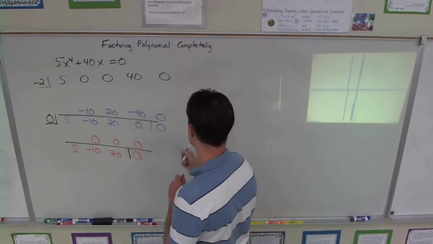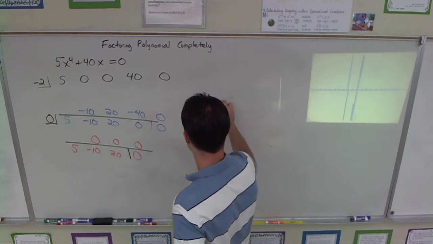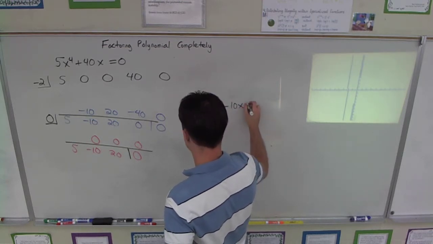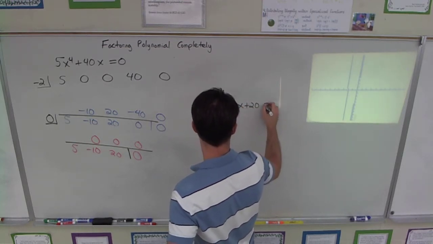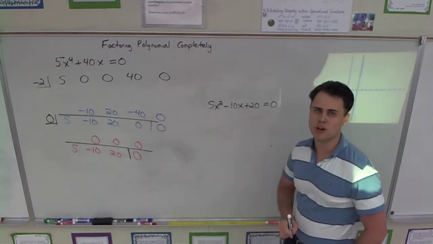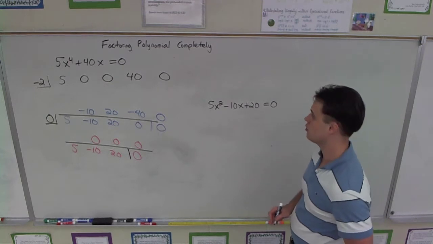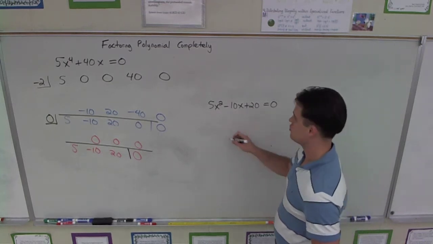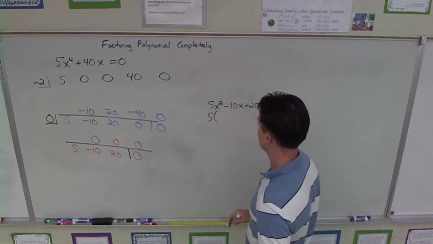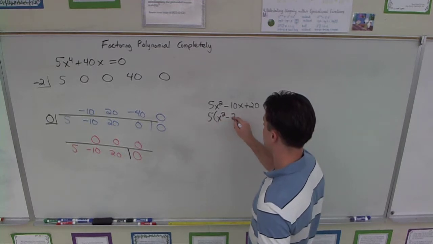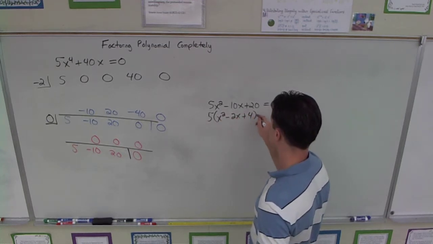I'm just going to write this down and work with it separately. 5x squared minus 10x plus 20. We know a lot about parabolas. The first thing that jumps out at me about this one, I'm going to turn my calculator off, is that they share 5. So I'm going to pull that 5 out. What's left is x squared minus 2x and 4.